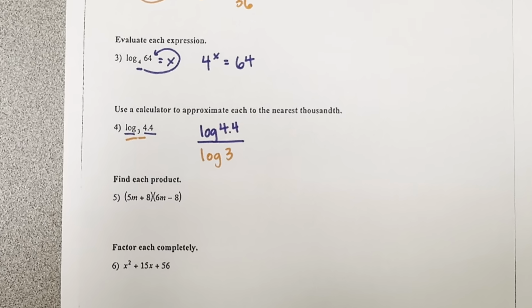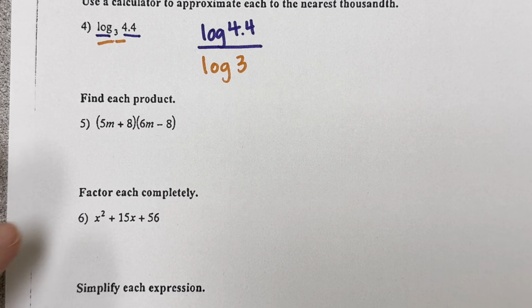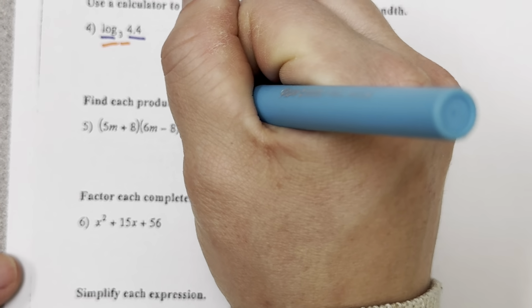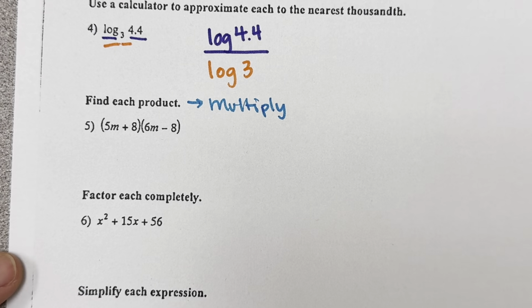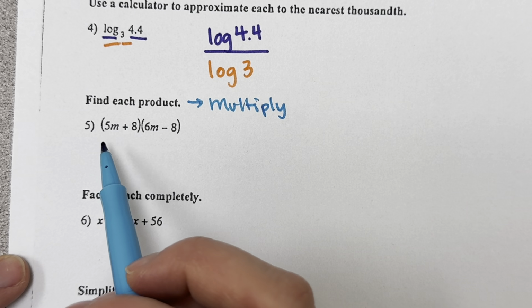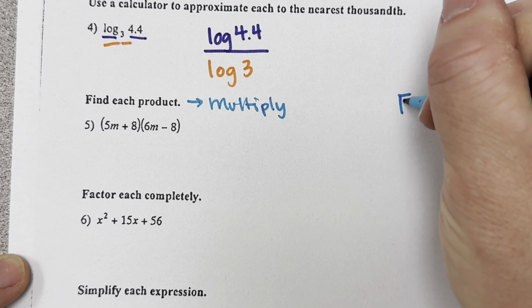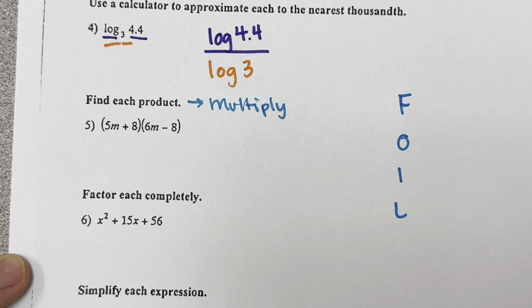So now let's go ahead and look at number 5. Okay, so this one, it says find the product. Now remember, whenever we're talking about product, grab a different color here just to switch it up. That means we are multiplying. Whenever you see the word product, that means you need to multiply. Okay, so we have 2 binomials here, 2 terms in each one of these expressions. We are going to use FOIL, F-O-I-L, to multiply this out.